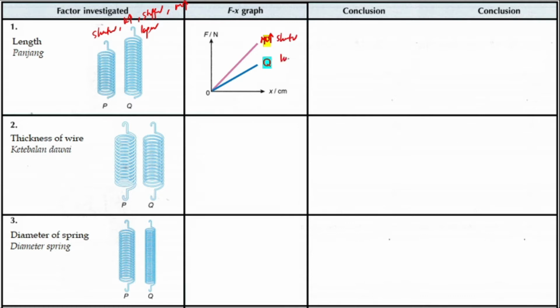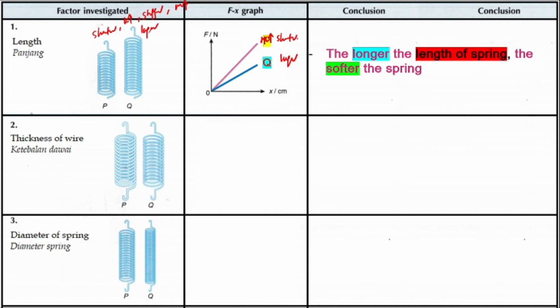This is longer spring. So we can make a conclusion that the longer the length of spring, the softer the spring, means the lower the spring constant, or vice versa. Ni mesti sebut ni. Kamu tak boleh kata the longer the spring, you must say the longer the length of spring. Okay, maksudnya kamu boleh sebut the shorter the length of spring, the stiffer the spring. So it means that the higher the spring constant.